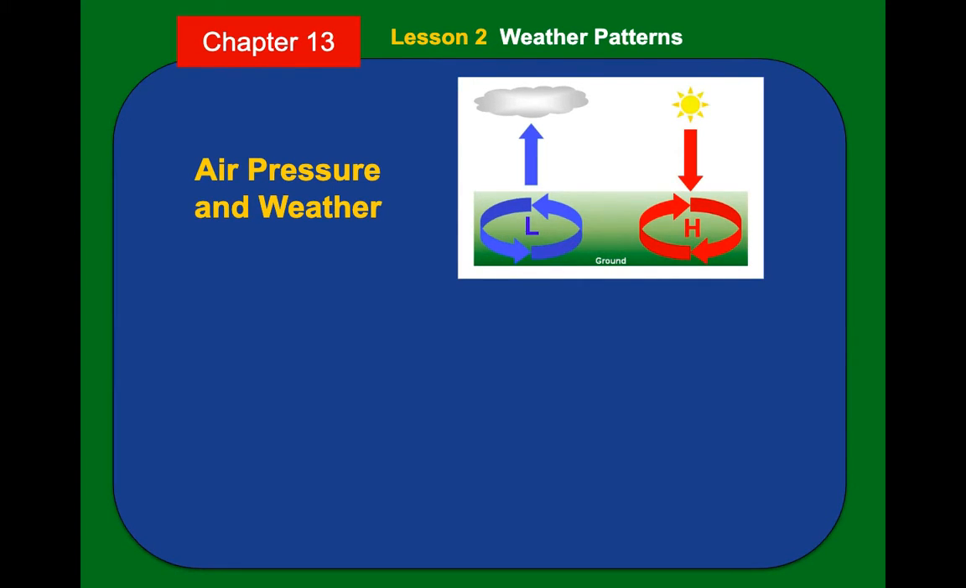One more depiction of that to help us understand it just slightly differently is this drawing that we have. So low pressure systems are the ones where the warm, moist air is rising. The high pressure system is where the cooler, more dense air is sinking.